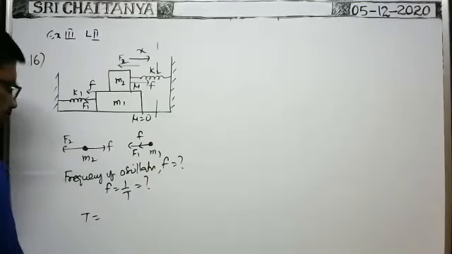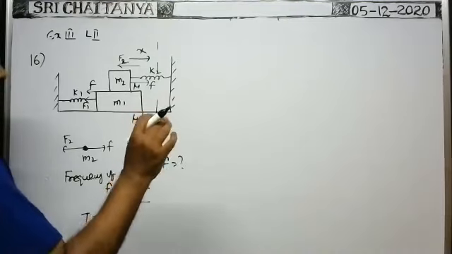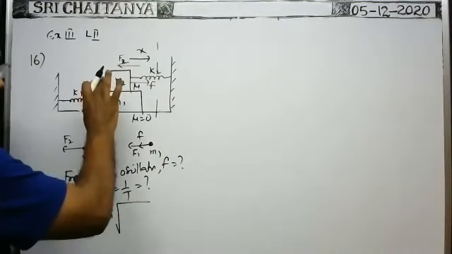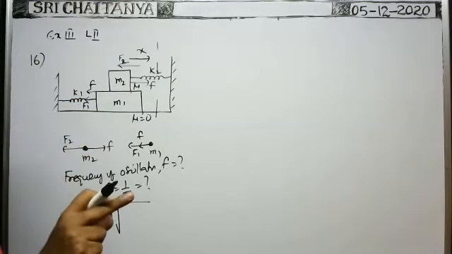What is the time period here? You tell me. Time period is equal to 2 pi into root of. In the problem, it is given that the two blocks oscillate together. Total mass oscillating is m1 plus m2.